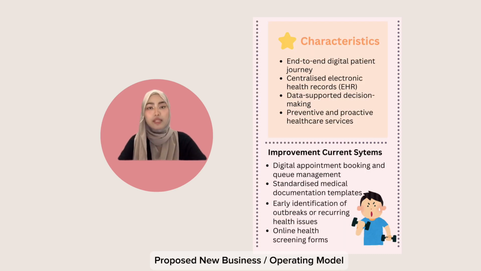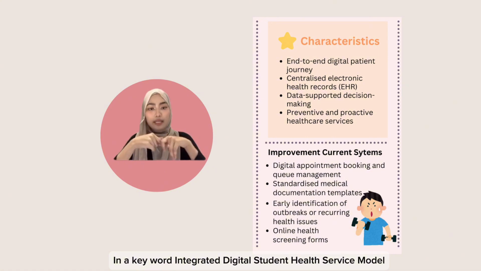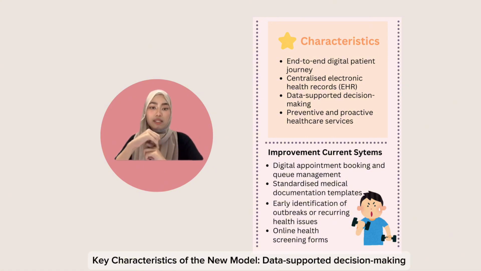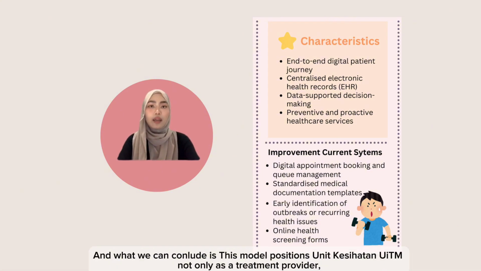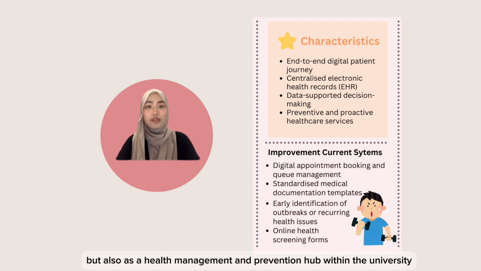Third is to propose a new business or operating model, in a keyword: integrated digital student health service model. The key characteristics of the model are data-supported decision making, centralized electronic health records such as EHR, and preventive and proactive healthcare services. What we can conclude is this model positions Unit Kesihatan UiTM not only as a treatment provider, but also as a health management and prevention hub within the university.